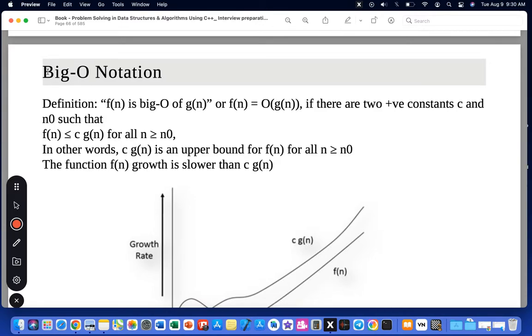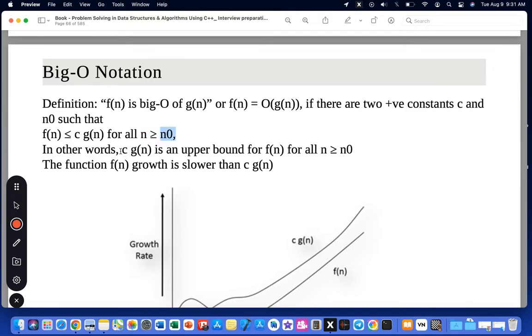Big O notation. Definition: f of n is O of g of n, or f of n equals O of g of n, if there are two positive constants c and n0 such that f of n is less than or equal to c times g of n, for all n greater than n0.